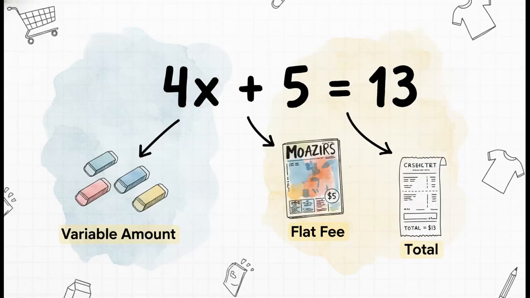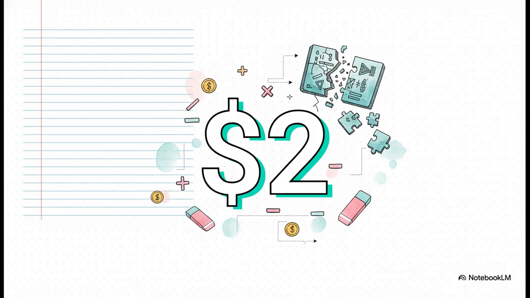So let's translate. We've got 4 erasers, but we don't know the cost. So that's 4x, our variable amount. The $5 magazine is a one-time cost, right? That's our flat fee. And the total of $13 is, well, it's our total. It fits our pattern perfectly. And when you do the math, mission accomplished. Each eraser cost exactly $2. See, the code is already starting to crack.